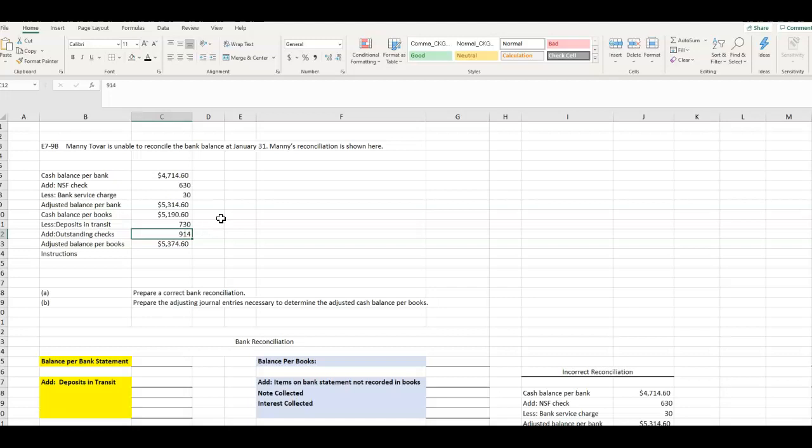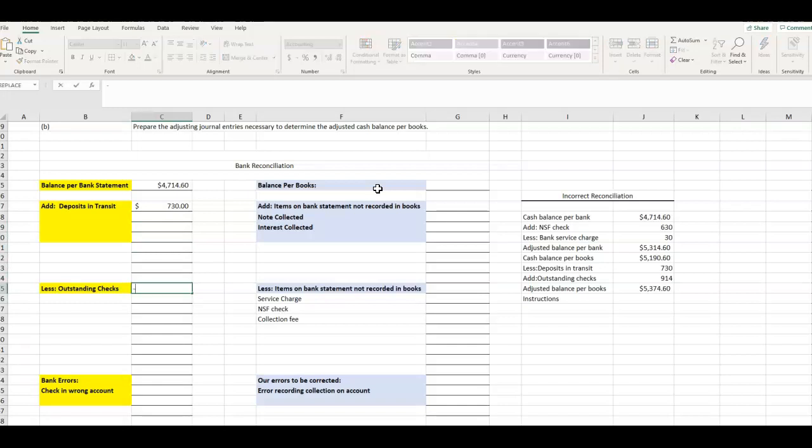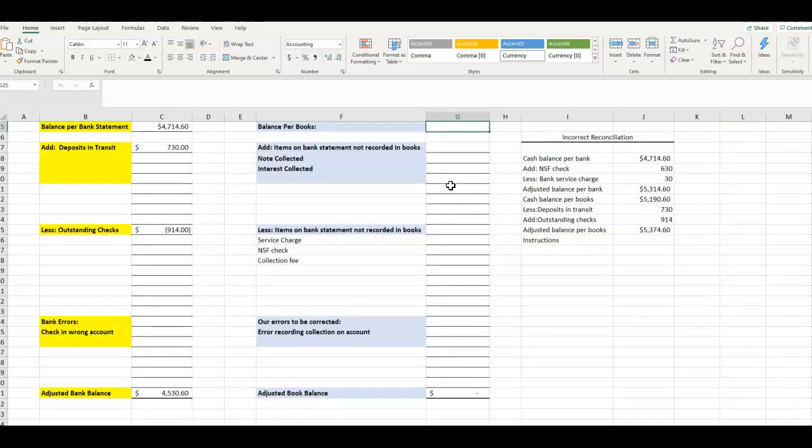So let's go down here, and I've put it in the same field, same screen, so we can see it. The bank statement, cash balance per the bank, 4714.6. Deposits in transit is 730. Outstanding checks, we don't know what they are. We're not going to list them separately. 914, that should do it. Where are we on balance? 4530.60. We'll see how close we get.